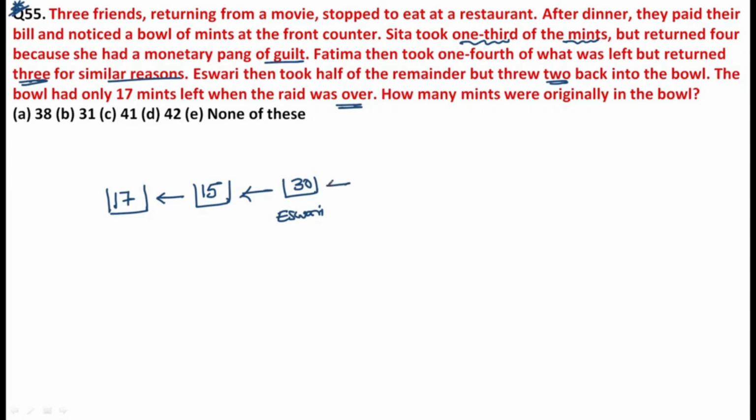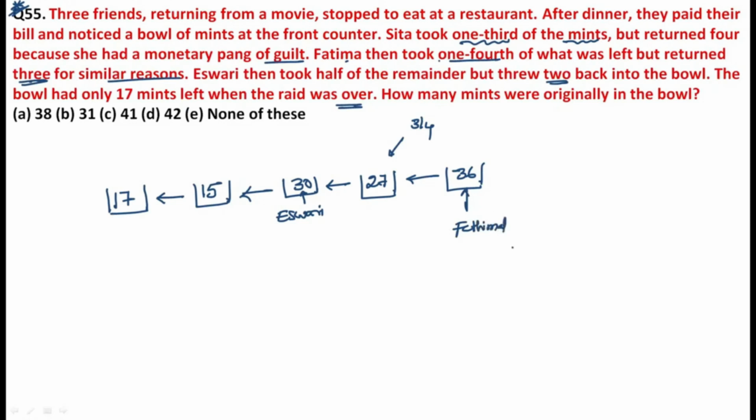Now before that there is Fatima, who returned three. She took one fourth of what was left by the previous person and returned three. Since she returned three, Ishwari had 30. Without the returned mints, the bowl would have been left with 27. Fatima took one fourth, which means the remaining part is 3 by 4. So 3 parts become 27, 1 part is 9, and 9 fours are 36. Before Fatima took her portion, the bowl had 36.